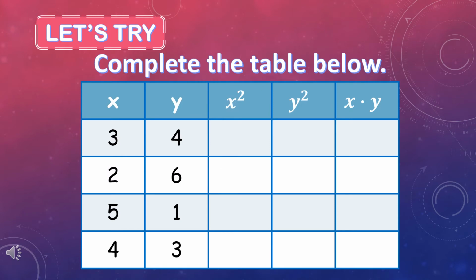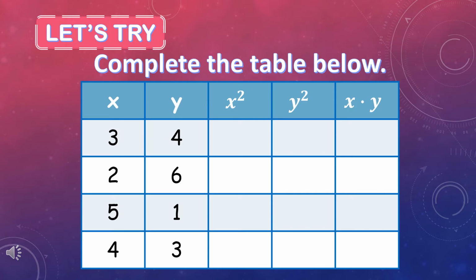So, let's try to complete the table below. Makikita niyo meron dyan 5 column, which is x, x squared, y, y squared, and x times y. So, ang ating mga values ay we have for x, we have 3, 2, 5, 4, and for y, we have 4, 6, 1, and 3. Now, we're going to complete the table. Ano kaya magiging values ni x squared, y squared, and x times y?